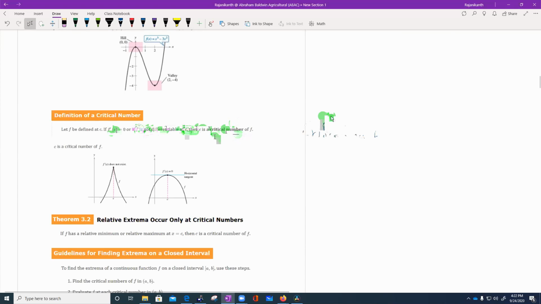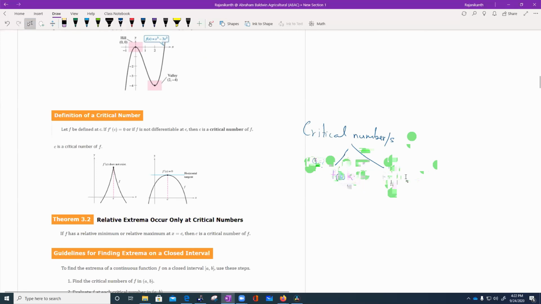Okay, critical numbers, or number, maybe more than one. So there are two scenarios always. One is you have to look for the point C. You have to find out point C such that the derivative of the function evaluated at that value is 0. In other words, you are finding the value C such that the slope is 0, or f prime at that C may be undefined, does not exist, right?